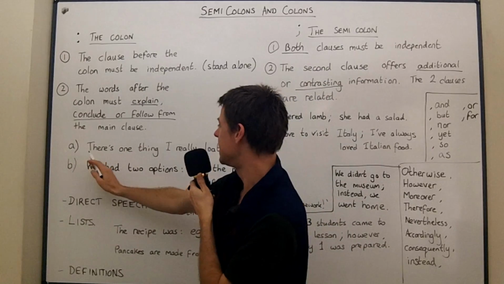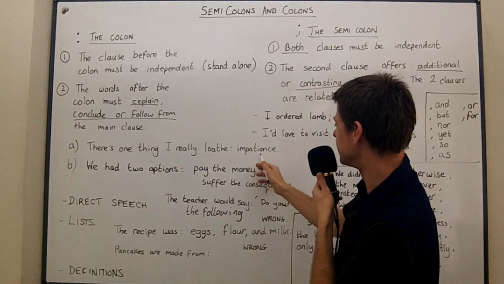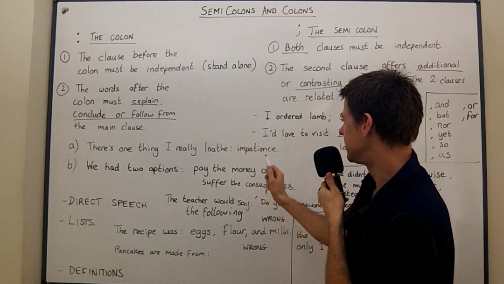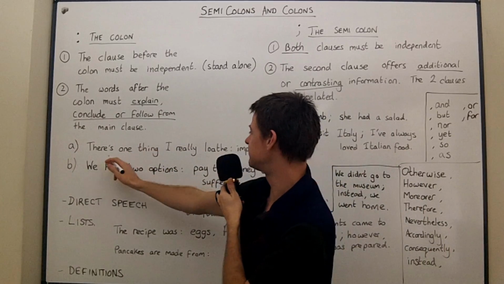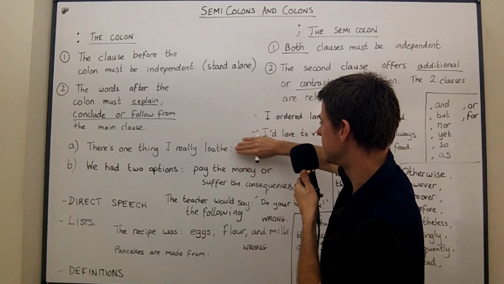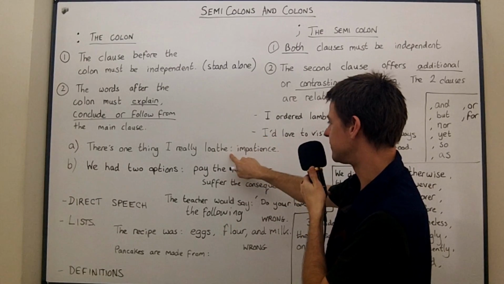So if we look at A, there's only one thing I loathe. What's that? It's impatience. This defines the one thing that I loathe. Okay, and notice that this makes sense on its own. Yeah, it can stand independent. There's only one thing I really loathe. That's okay as a sentence. So this is a good use of the colon. This is correct.